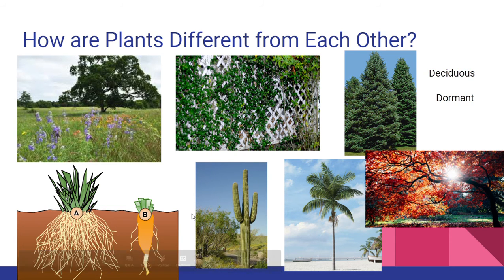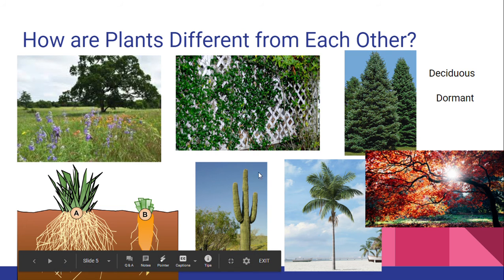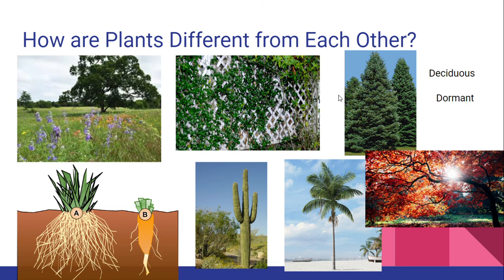Also, plants like cacti can live in extremely hot temperatures because they store water in their stem, while other plants like palm trees might need to be in not as hot, but warmer air, or evergreen trees can survive in the really cold air.